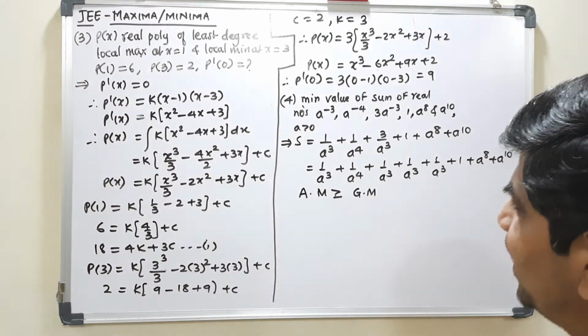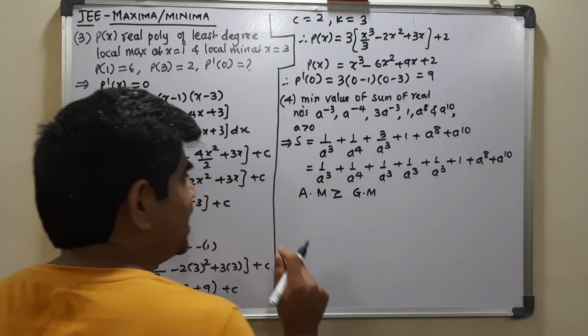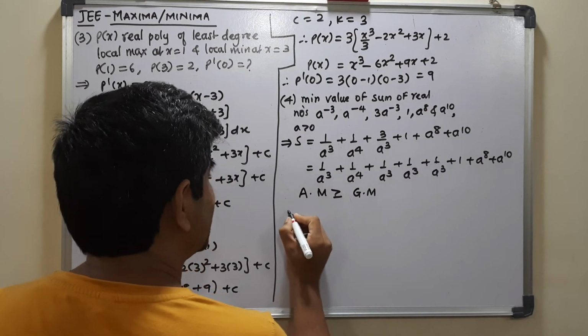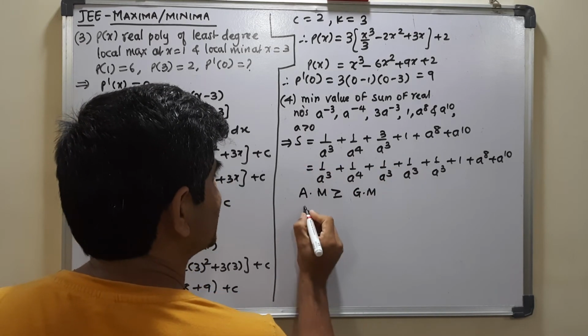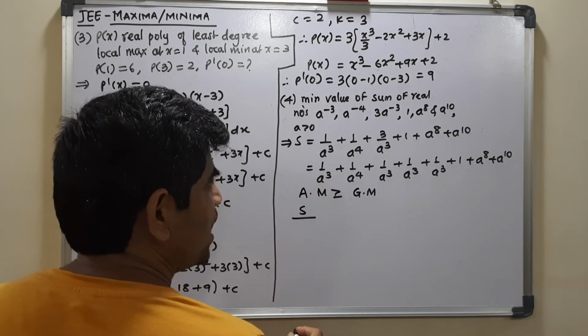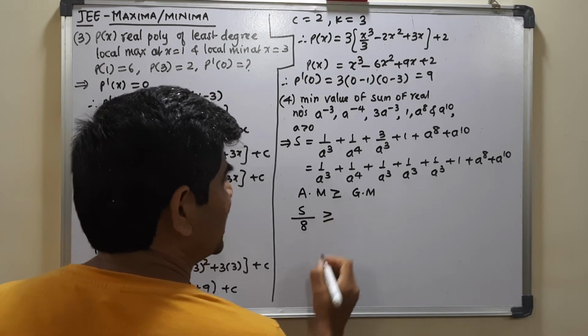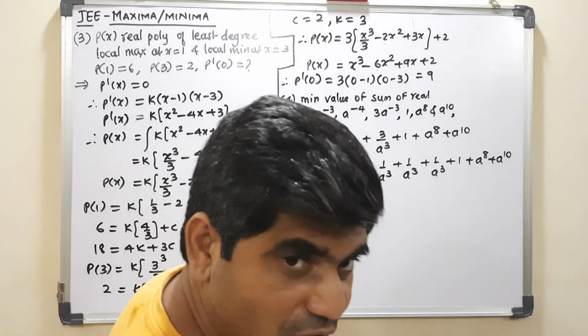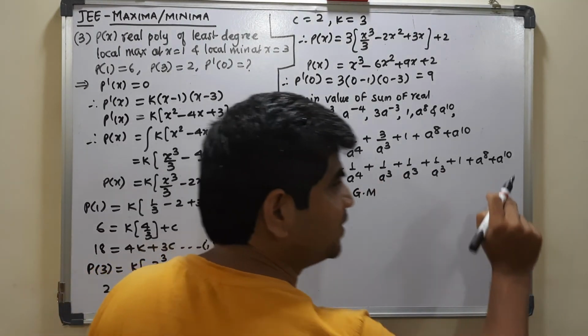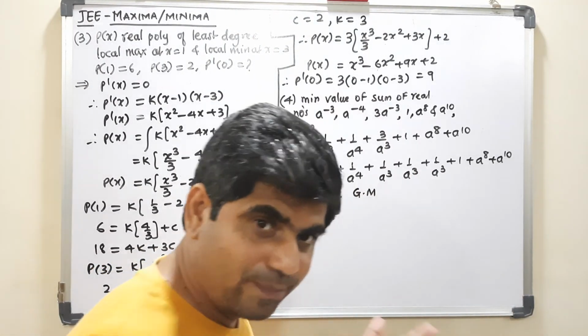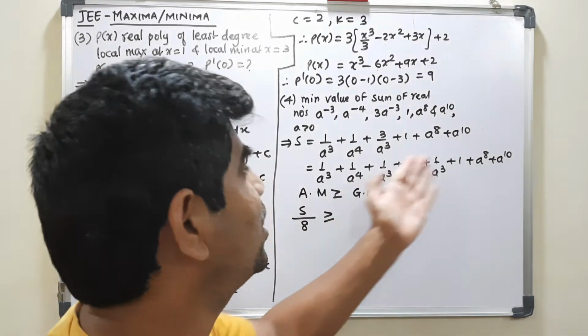Okay. So arithmetic mean says addition of this, that is I will better say S, okay, S upon 8, that is your arithmetic mean, is greater than geometric mean. Geometric mean means product of this raised to 1 by n. 1 by n means how many terms are there? The terms total are 8.